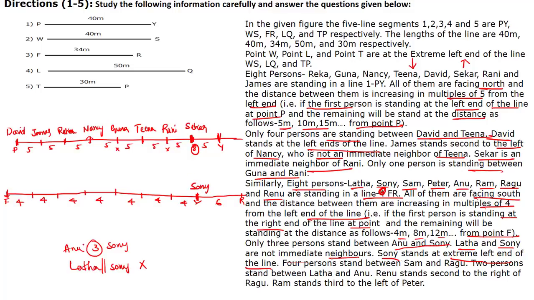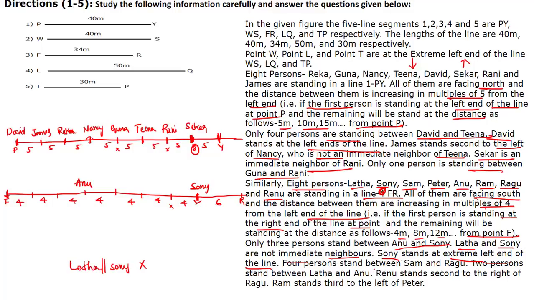Now there is a gap of 3 persons between Soni and Anu. Soni is here, 1, 2, 3. So Anu has to be at this particular place. Let me rub this. Now Lata and Soni are not immediate neighbors, so Lata cannot be placed here. Lata can be here, here, or any of these 3 places.